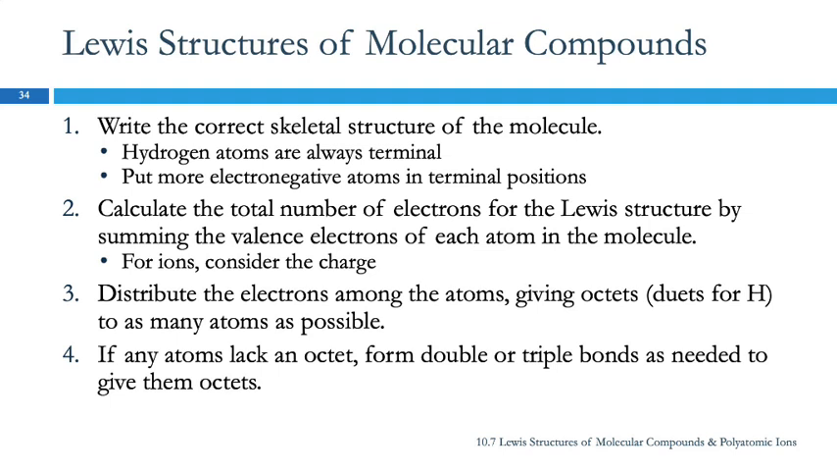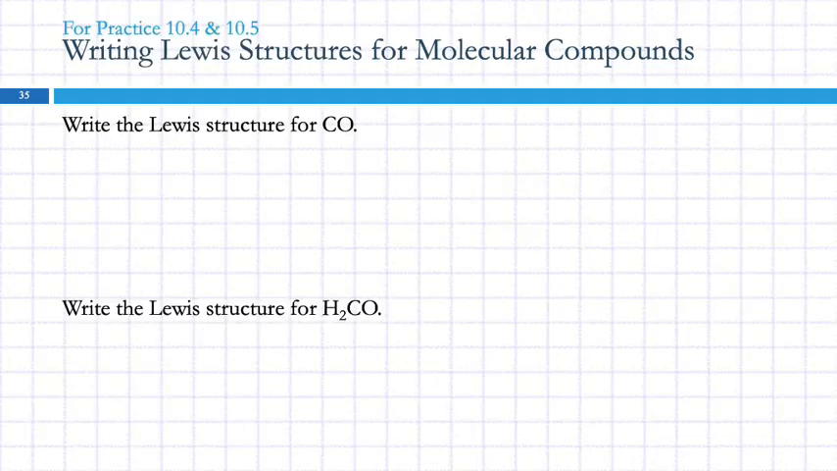We're going to make a skeleton, we're going to figure out how many dots, and then we're going to distribute those electrons and try to make as many people happy as possible. And so we're going to give octets, or duets for hydrogen, to as many atoms as possible. Sometimes there's not enough electrons. When you don't have enough of something, then you have to share, right? So if we don't have enough electrons, then we're going to do some extra sharing and make double or triple bonds. So those are the basic instructions.